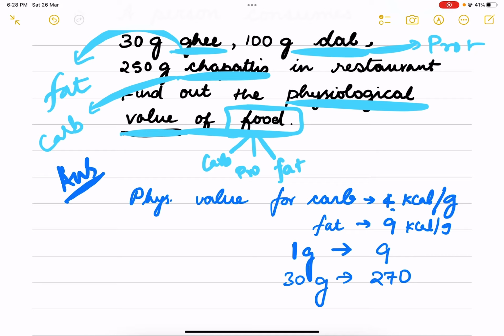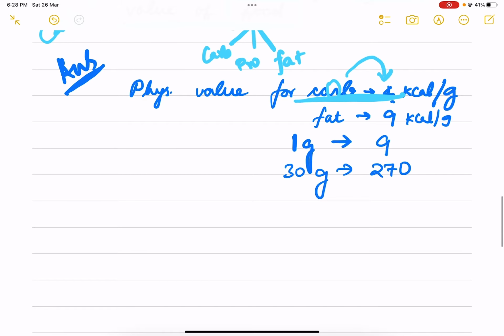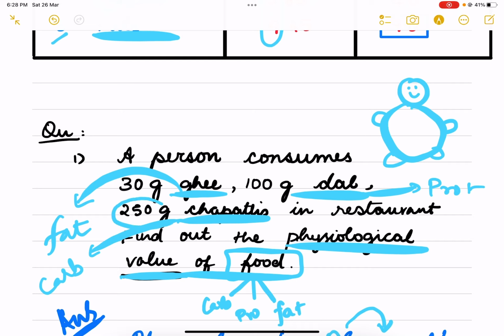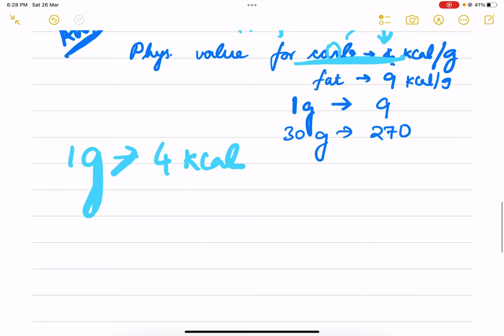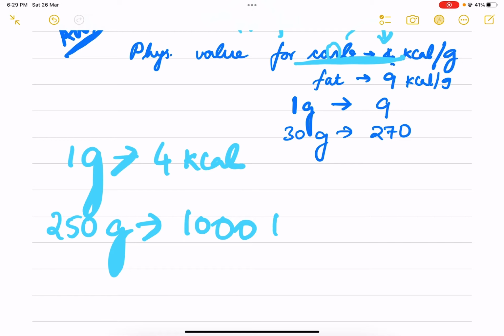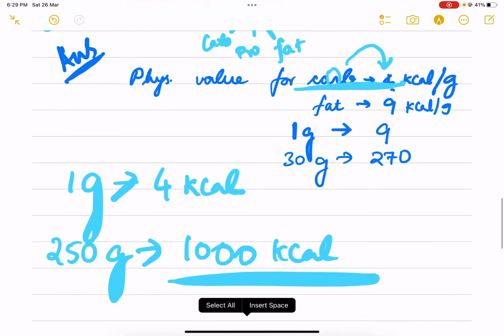You know that the physiological value for carbohydrate is 4, R for R. So for carbohydrate it is 4 kilocalories per gram. So what you can infer from this is that 1 gram of carbohydrate on combustion would give you 4 kilocalories. Here the person is consuming 250 grams of chapatis, which is equivalent to 250 grams of carbohydrate. So 250 grams would give how many kilocalories? It is 25 fours are 100, and 1000 kilocalories. Do you get this?